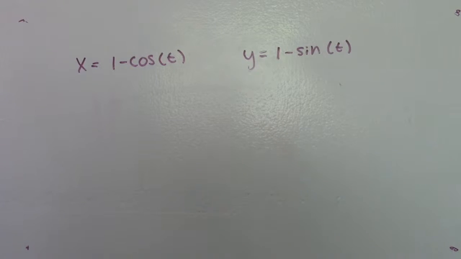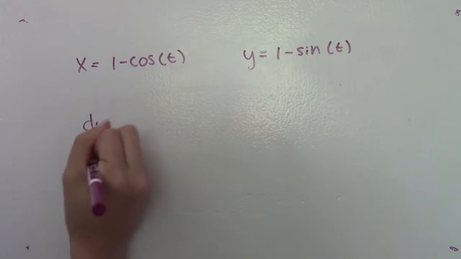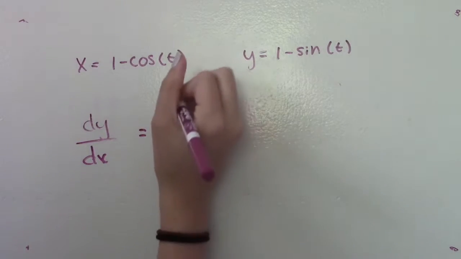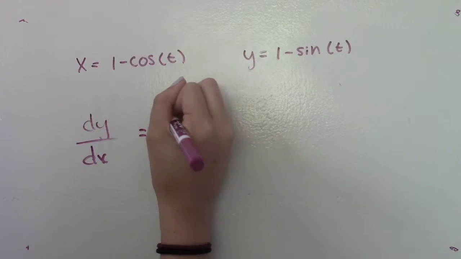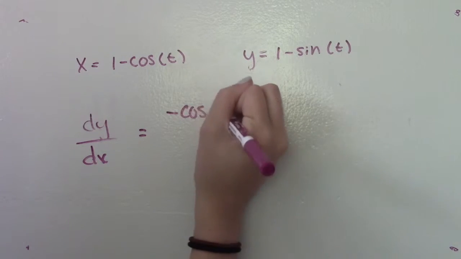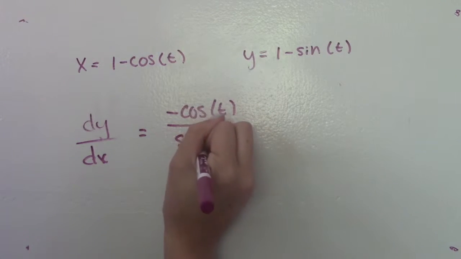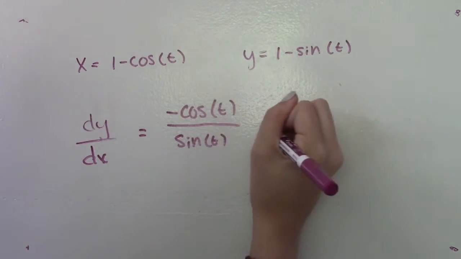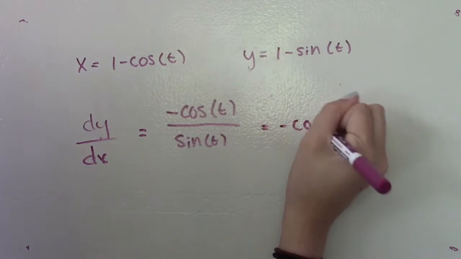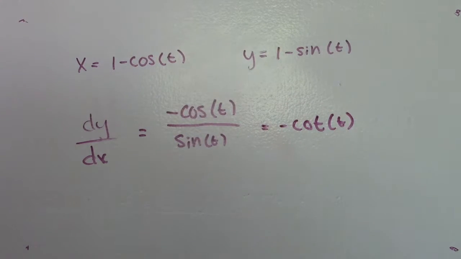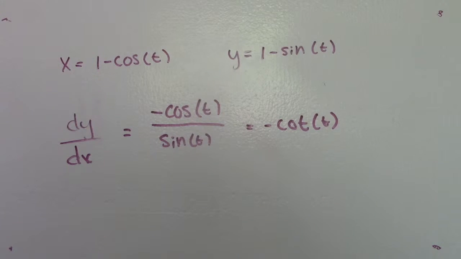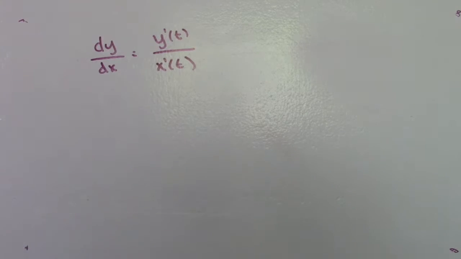For this specific example, dy over dx is equal to negative cosine t all over sine of t, which can also be written as negative cotangent t. And this will be the slope of the tangent line to your parametric equation at some t. This is how we find the first derivative of your parametric equation.